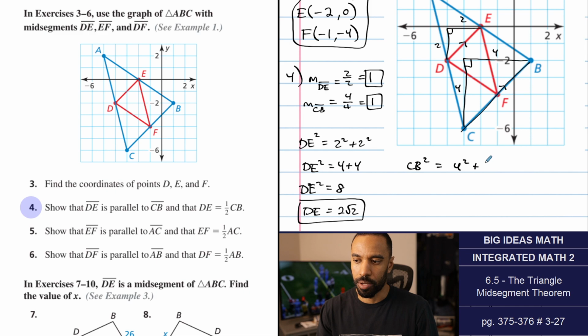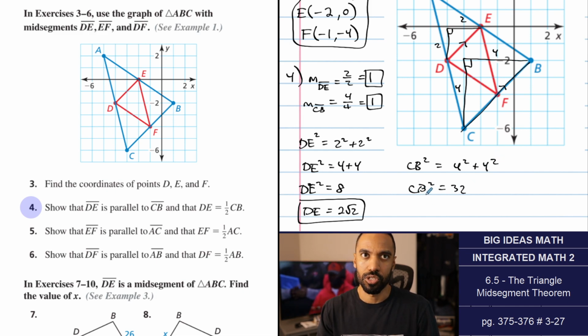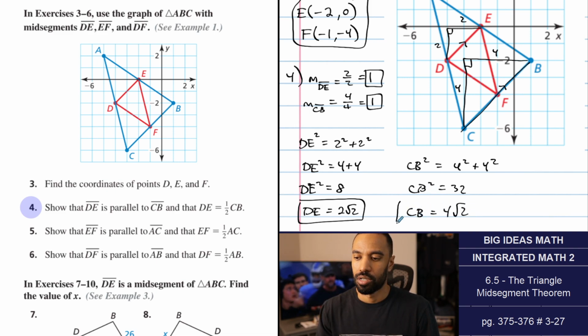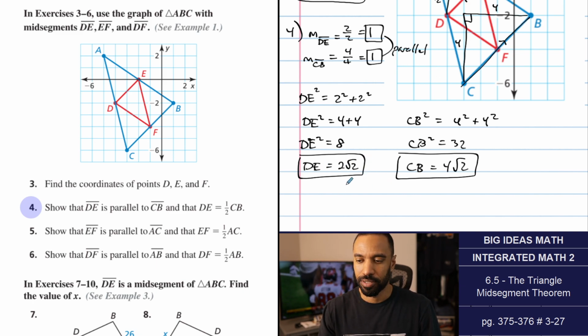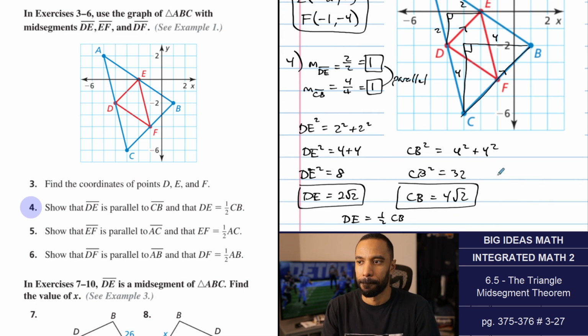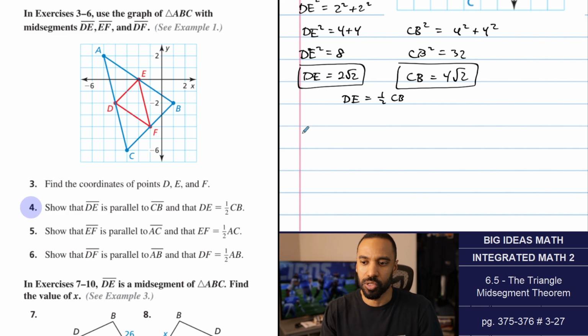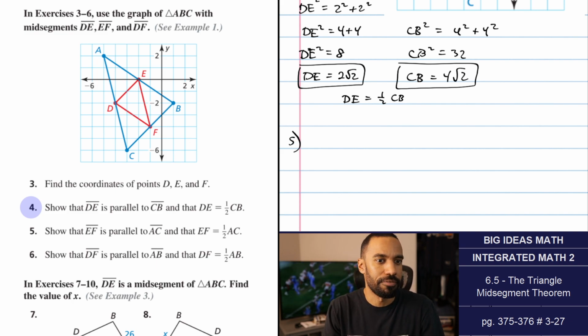CB squared is 4 squared plus 4 squared. 16 plus 16 is 32. And the square root of 32 is 4 root 2. So, showing this, again, same slope, parallel, and DE is indeed half of CB. DE is 1/2 of CB. So there we go. Now we get to do the same thing for all the other ones. I don't know if I can really bring down the image, so I'll probably just look at the one on the side over here, but number 5.